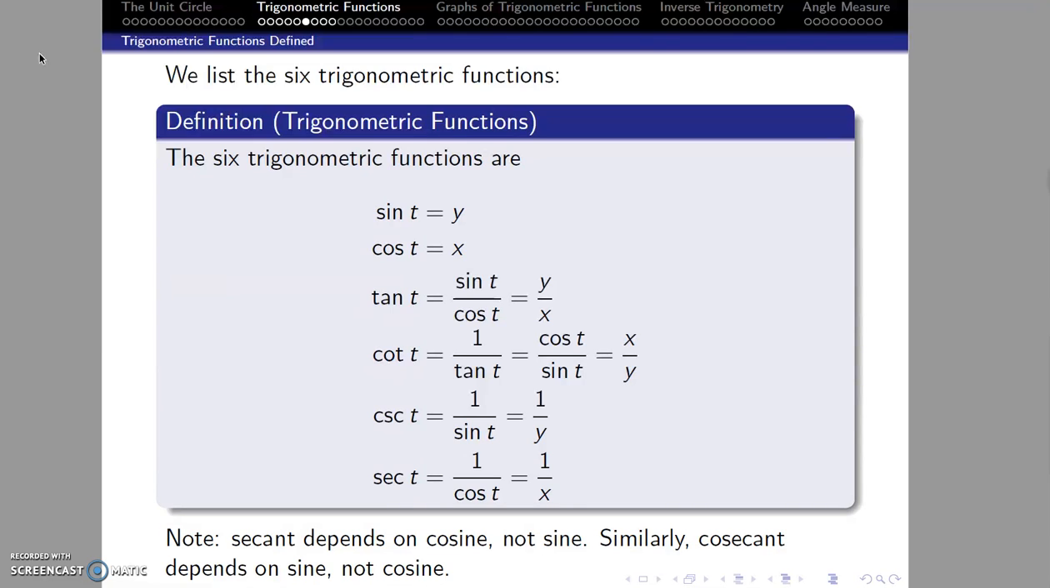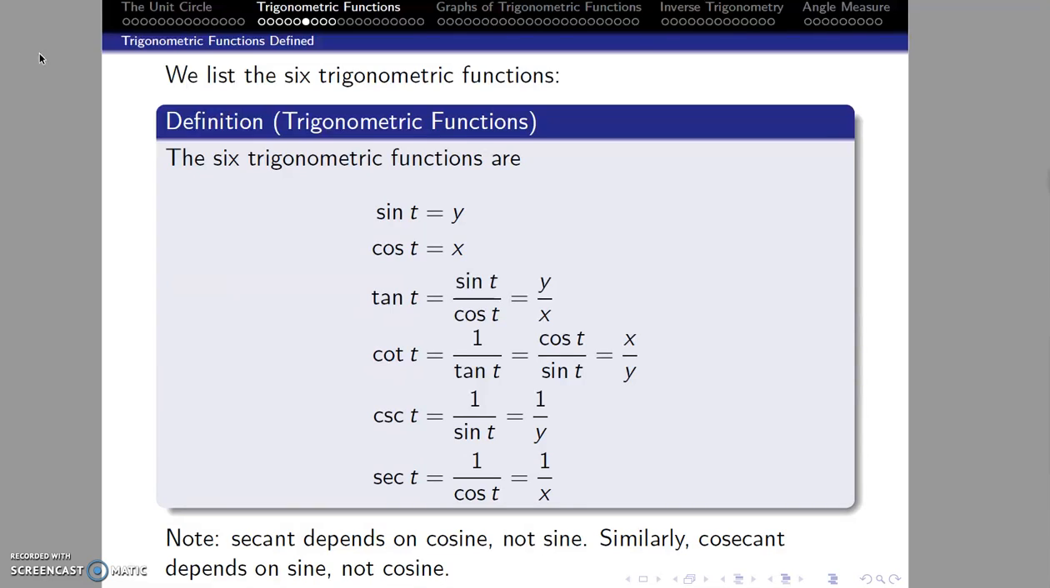So what I want us to do going forward is to recognize that tangent you can define in one of two ways. You can either call it sine over cosine, or you can call it y over x, right? Those two are equivalent because sine is y, cosine is x, so we can do it either way. So either it's the ratio of sine to cosine, or it's the ratio of y coordinate to x coordinate. And there is a use for tangent, and there is a reason why we do that.